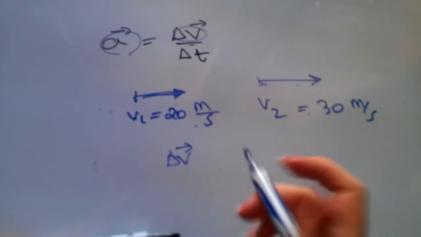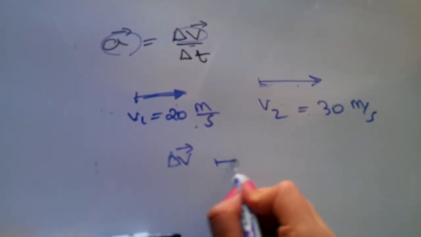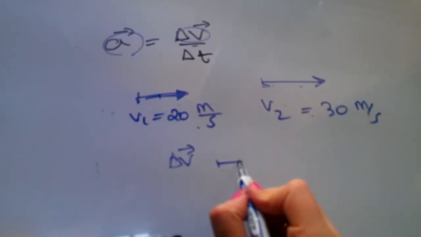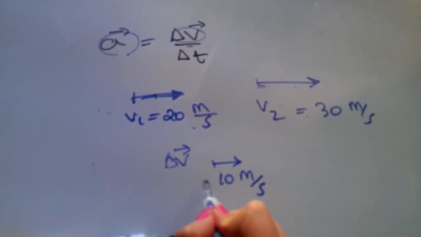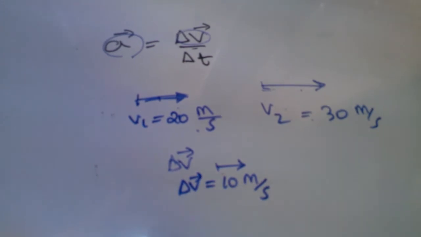Let's make it a little bit bigger. Half of this length, right? Because this is 20, so half of it would be 10 meters per second. And this is the vector for delta V.